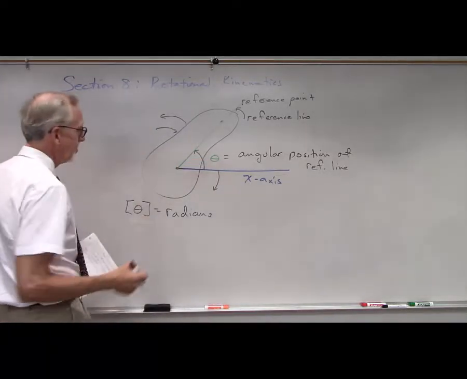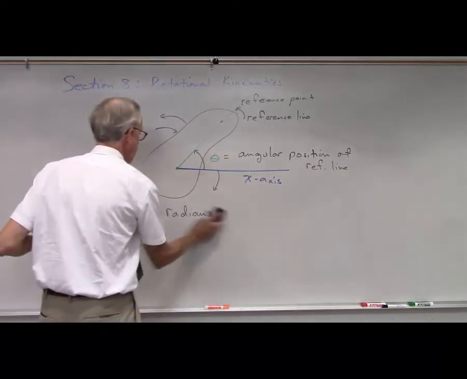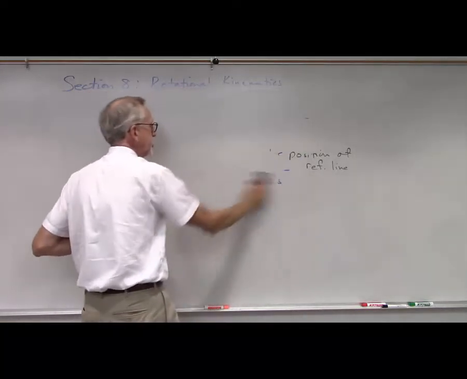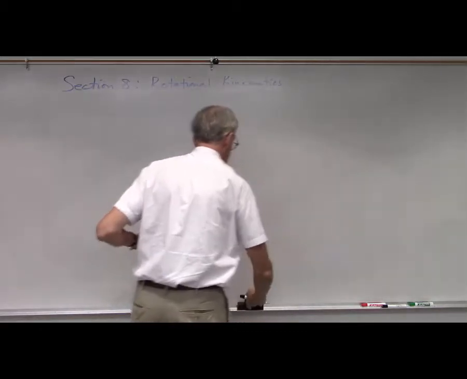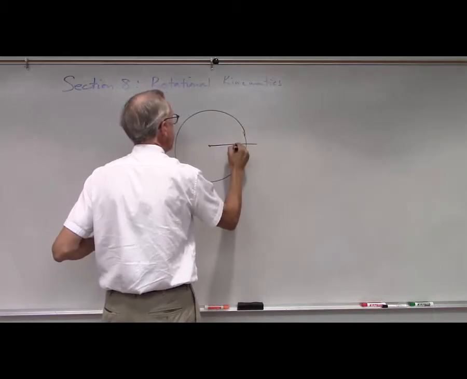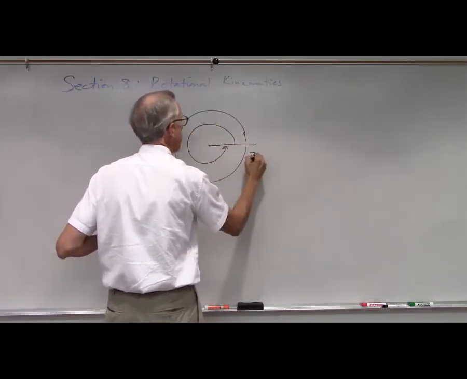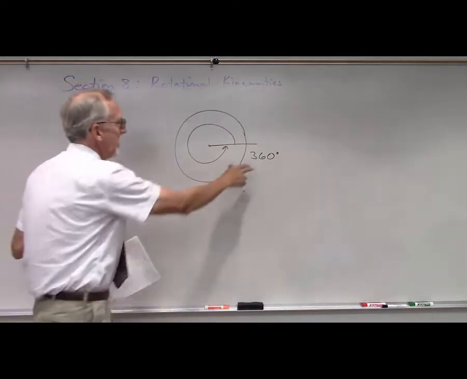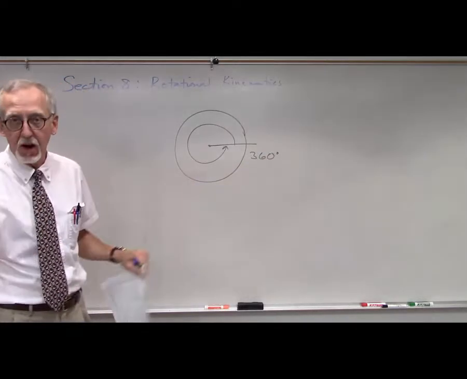Okay, now how is a radian defined? What is a radian? Well, typically we usually think of a circle as being divided into 360 degrees. Well, that 360, that is a completely arbitrary number.